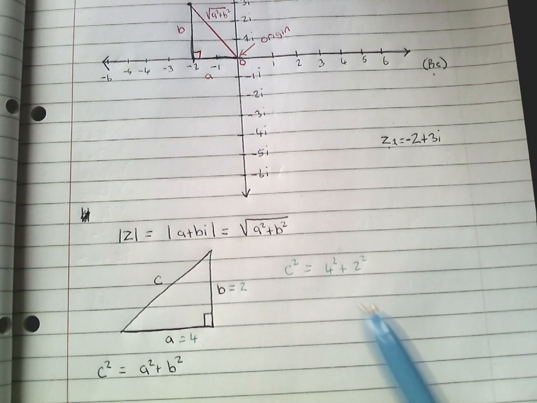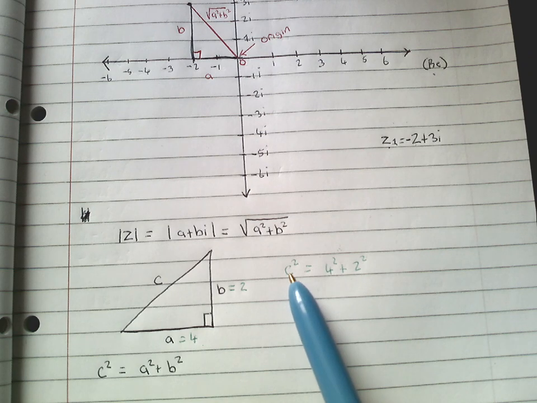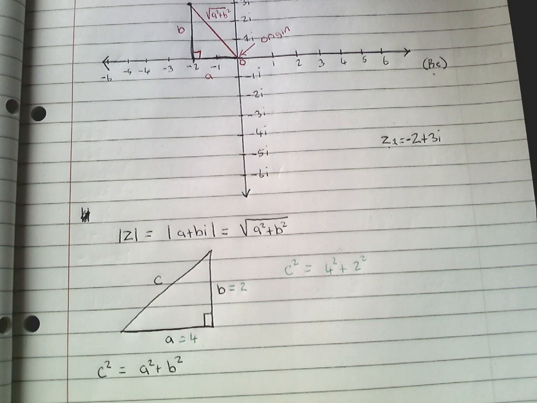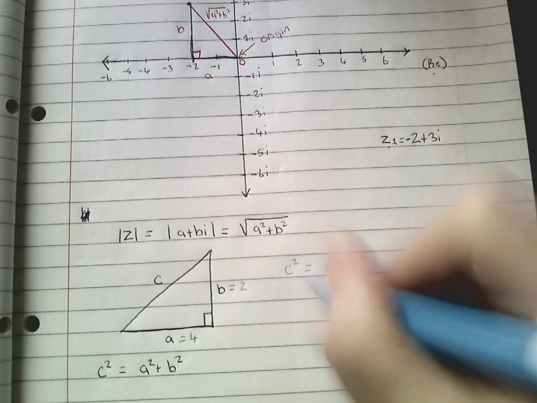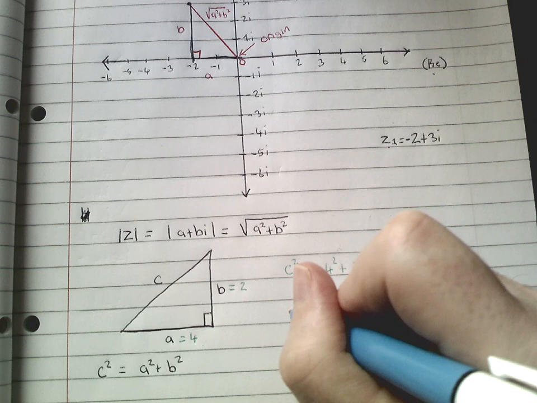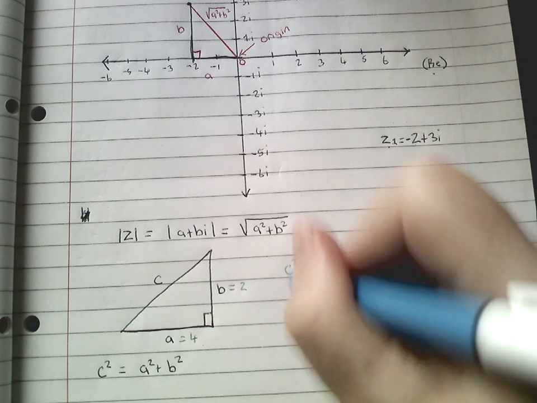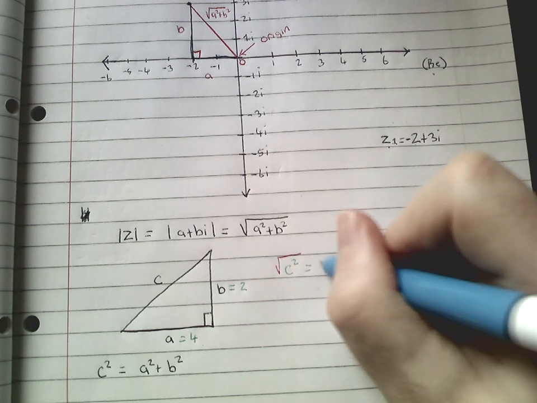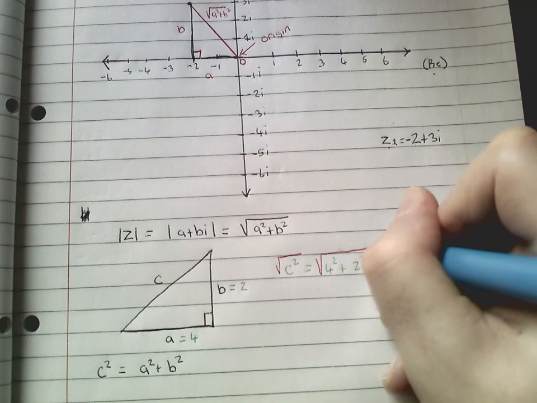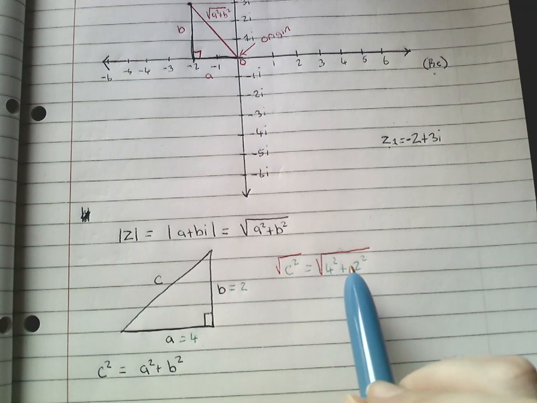Okay. Now let's say I want to get c on its own. Remember, this is a power. So in order to get rid of the power, I have to get the square root of it. So I have to get the square root of this side, and I have to get the square root of this side.